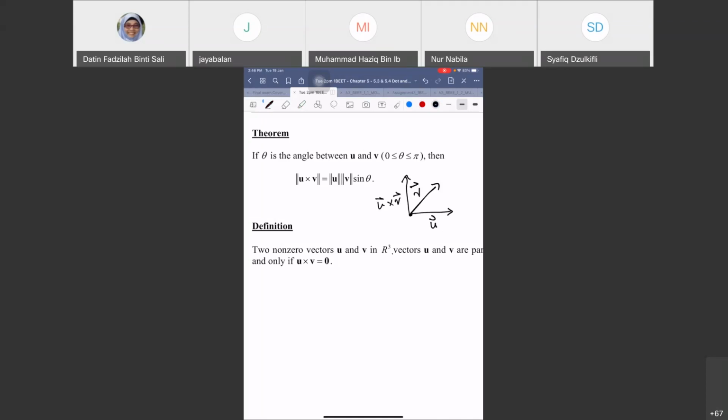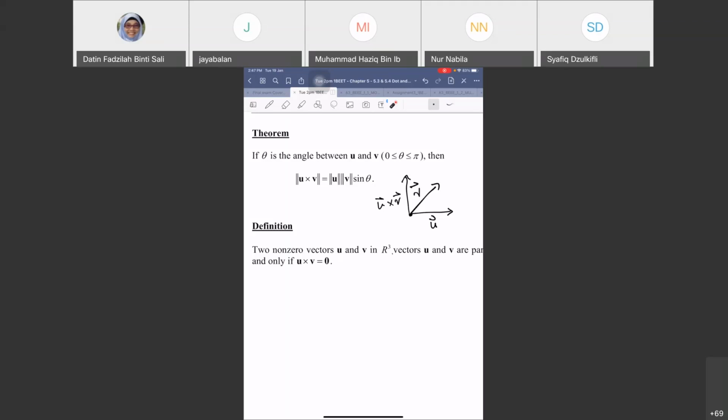But the fact that you have vectors u and v here means you are bound to have an angle in between. That's why theta comes into this theorem. However, this theorem only shows you the magnitude of the cross product, because, as we said just now, the cross product is a vector.